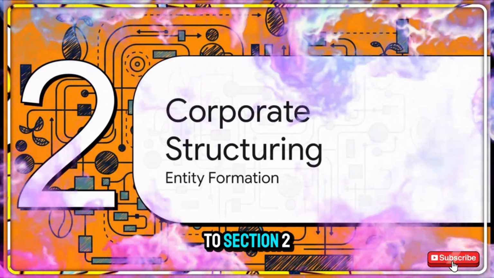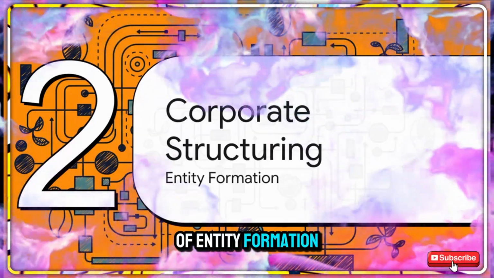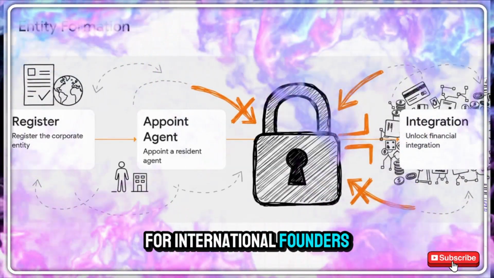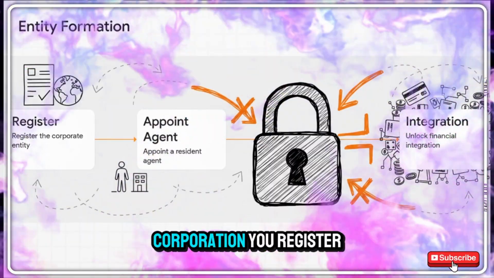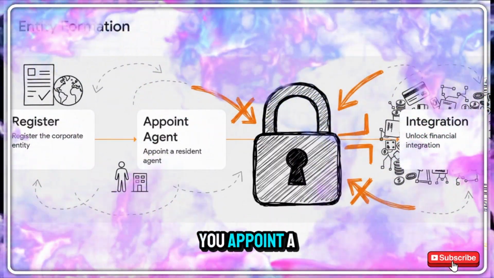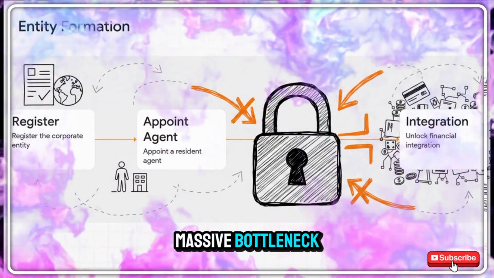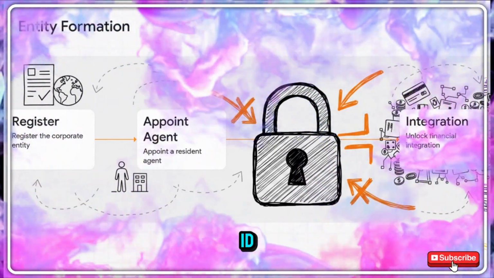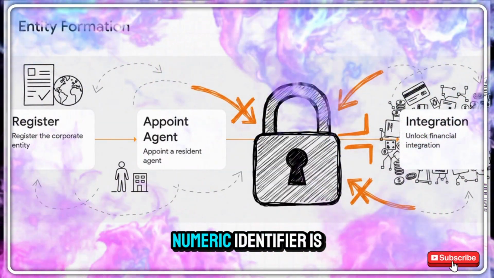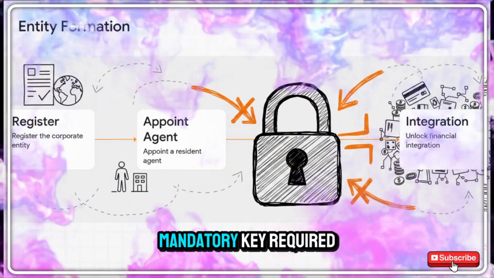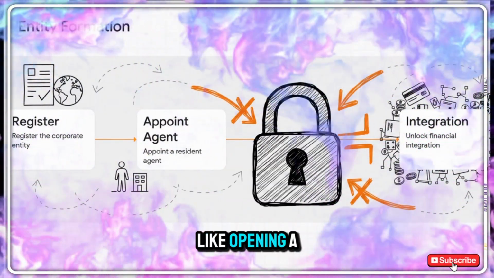Moving on to Section 2, corporate structuring and the mechanisms of entity formation. For international founders, there is a highly precise pipeline to form a corporation. You register the entity, you appoint a resident agent, sure, but step 3 is the massive bottleneck, obtaining a corporate ID. The state enforces a strict rule where this specific numeric identifier is the absolute mandatory key required to unlock financial integration, like opening a bank account.